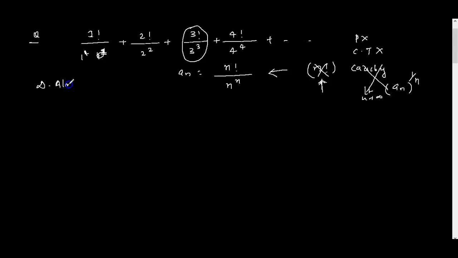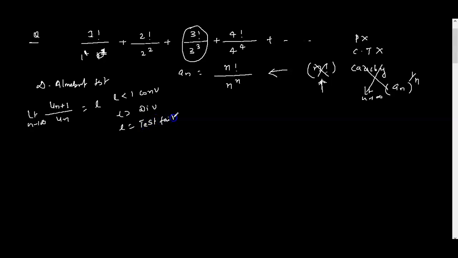Okay, D'Alembert test I have explained, right? So what does D'Alembert mean? You have to find the next term divided by the nth term, limit of n tends to infinity. If you get L less than 1, then convergence; L greater than 1, then divergence; and if L is equal to 1, the test fails, right? Then use the comparison test.